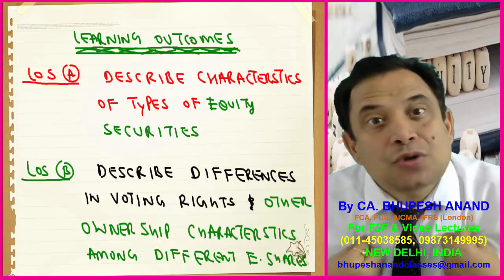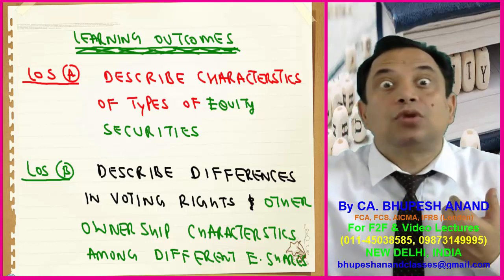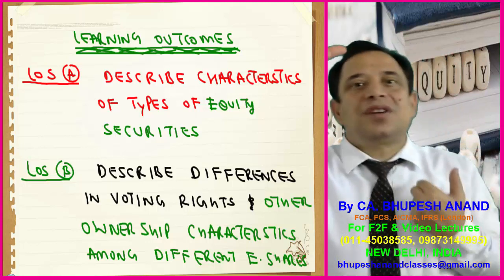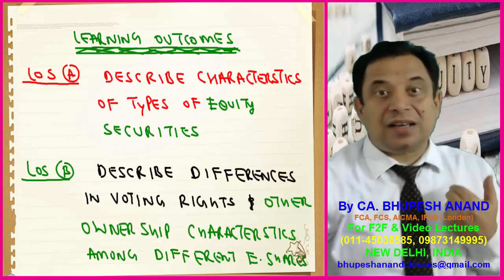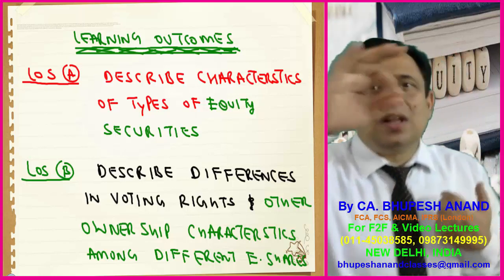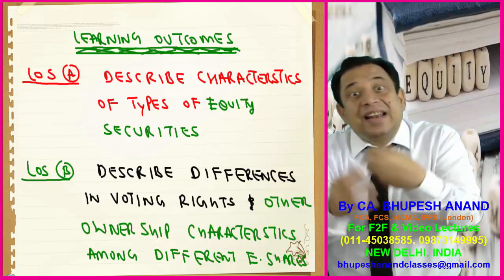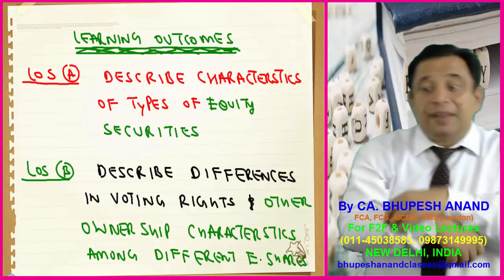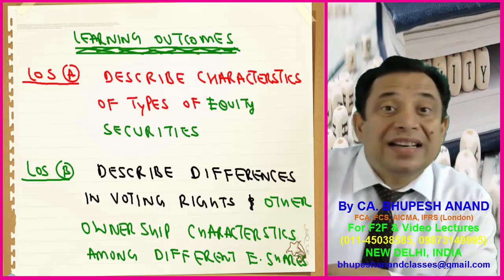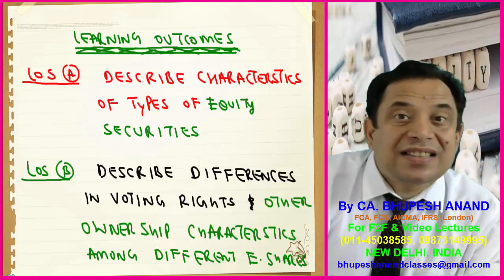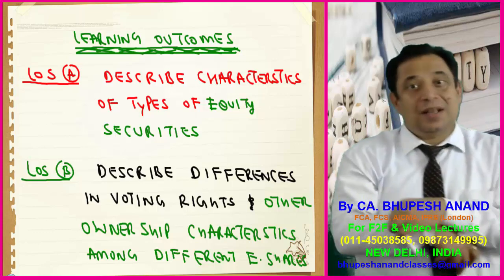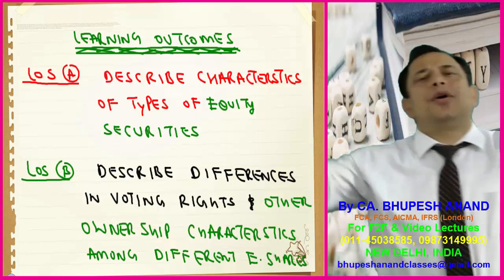My humble request to you is, please write down these learning outcomes. No doubt it is given in your study material and in your curriculum, but still it is better to have awareness of this reading. So LOS A, learning outcome A, will be: describe characteristics and types of equity securities. How many types of equity securities are there?